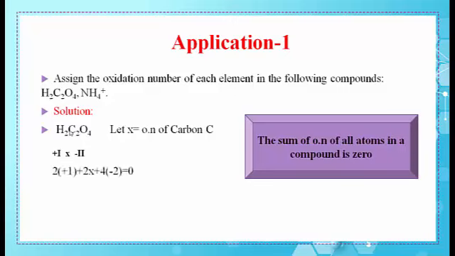Then 2, which is the number of hydrogen atoms, multiplied by the oxidation number of hydrogen, which is +1, plus 2, which is the number of carbon atoms, multiplied by X, which is the oxidation number of carbon, plus 4, which is the number of oxygen atoms, multiplied by -2, which is the oxidation number of oxygen, must be equal to 0 since it is a compound. We find that X is equal to +3, so the oxidation number of C is +3.